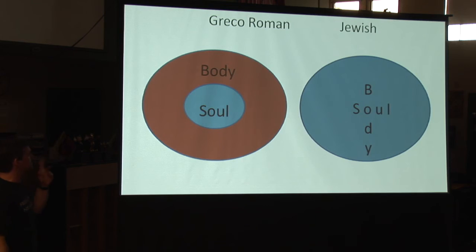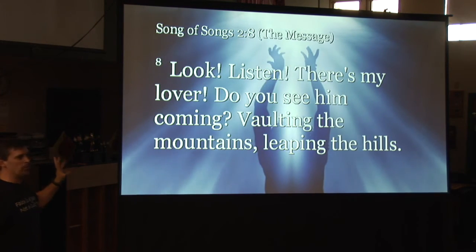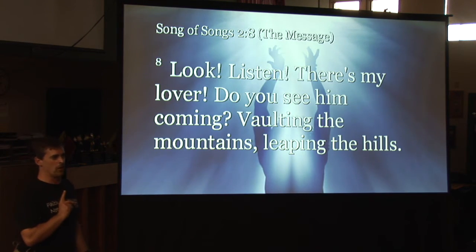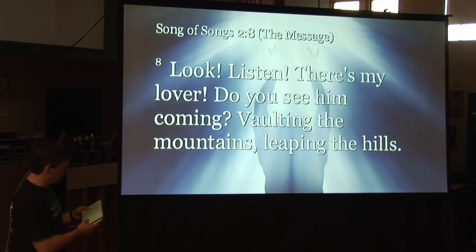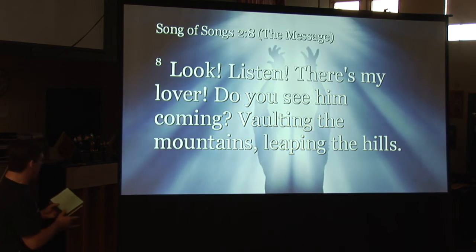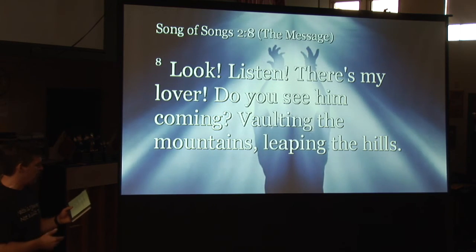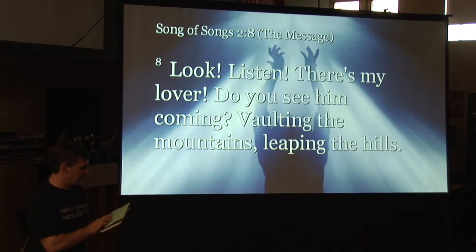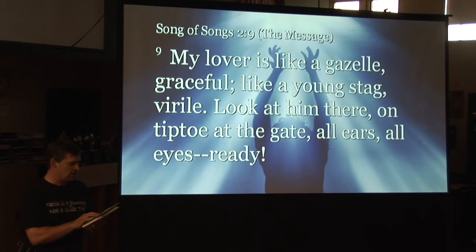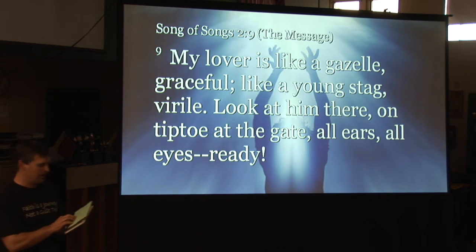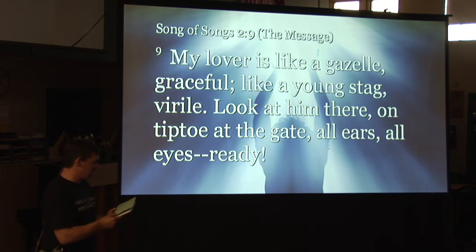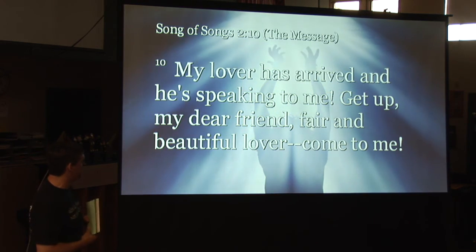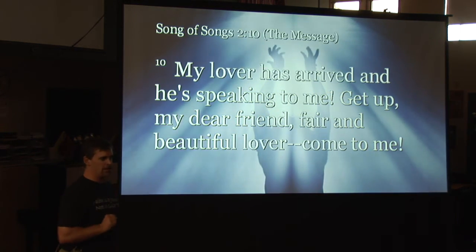I'm not going to read this whole thing, but this is a verse from the book in the Bible called the Song of Songs. Let me read a few things here. It says, "Look, listen. There's my lover. Do you see him coming? Vaulting the mountains, leaping the hills. My lover is like a gazelle, graceful, like a young stag, virile. Look at him there on tiptoe at the gate, all ears, all eyes, ready. My lover has arrived, and he's speaking to me." I'm going to stop right there.